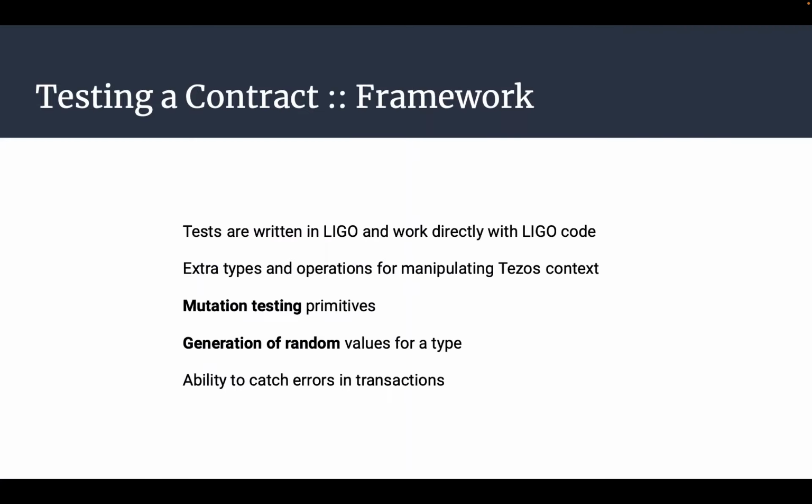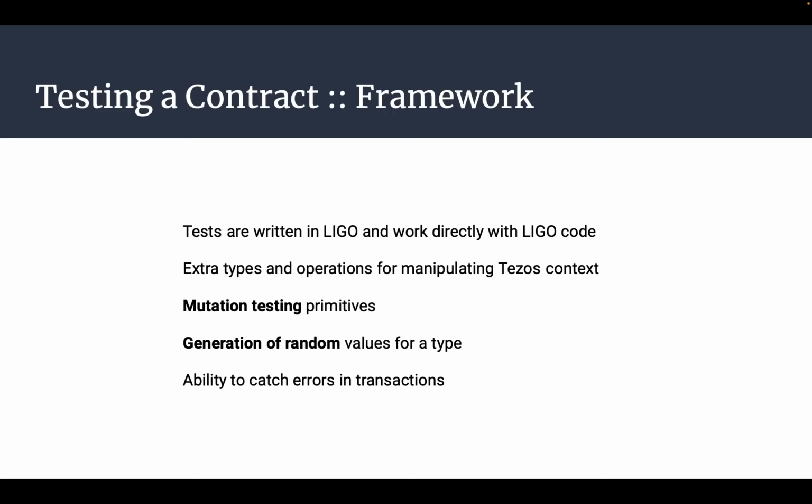We see also that we have a nice test framework. So the testing framework is really powerful. Why is it so powerful? Because tests are written in LIGO first. So you have the same level for the expression. So you're able to act directly with the source code and use the same structures, the same types and so on. So you can interact quite easily with your contract once you write tests. And you work directly with the LIGO code, of course. So it's quite homogeneous. You have extra types and operations for manipulating the Tezos context. So we're going to see it later.